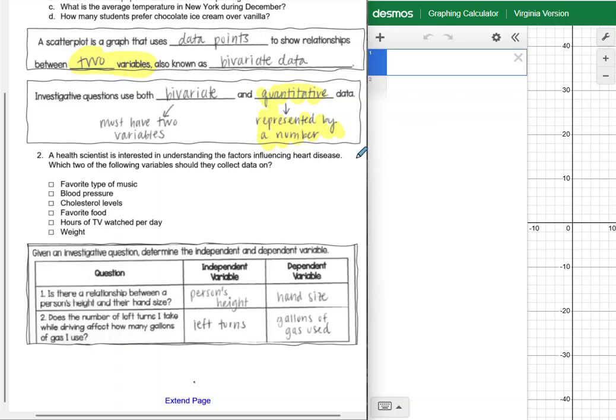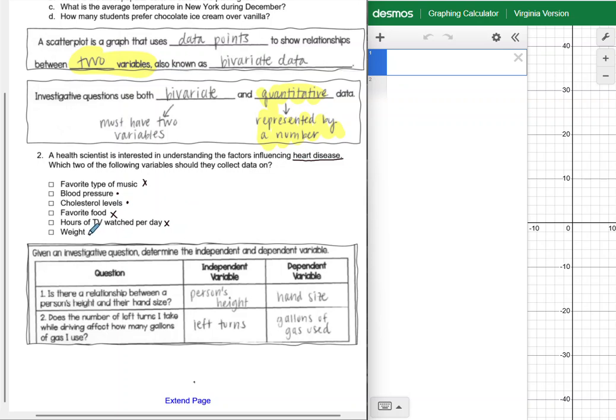Which of the two following variables could be collected on? So since we're looking at heart disease, we want to find two variables because it has to be two variables. Let's see, favorite music, that's not quantifiable. I'm not going to pick that. Blood pressure, maybe. Cholesterol levels, maybe. Favorite food, that's not quantifiable, meaning that it's not represented by a number, right? Hours of TV watched, yes, that is quantifiable, but it has nothing to do with heart disease.